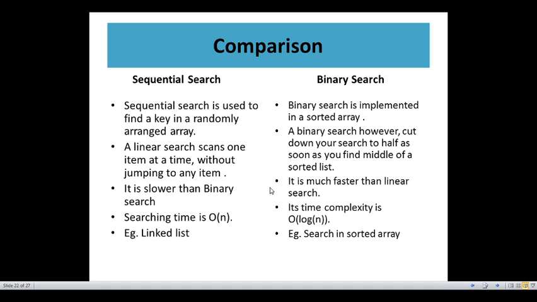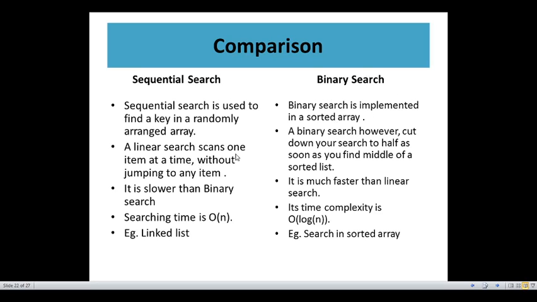Here is a comparison between sequential search and binary search. What is sequential search? Here we are searching the element sequentially. In a binary search, we are searching the element either in the upper part or in the lower half. Sequential search is used to find the key in a randomly arranged array, where elements are not in proper order. But when elements are in proper order, we use binary search.